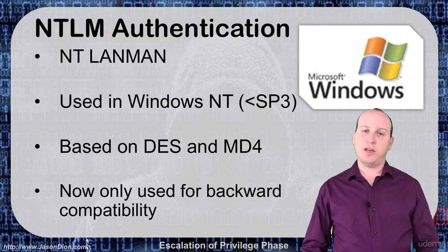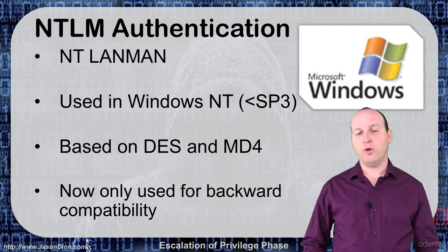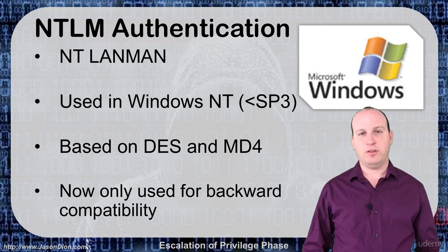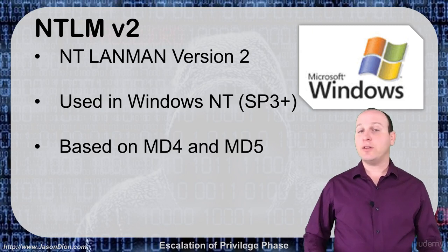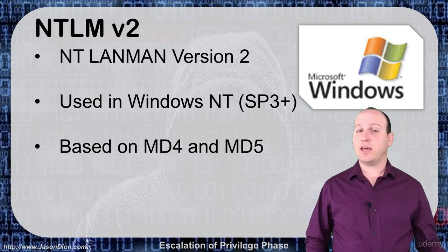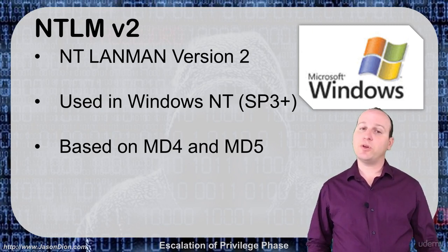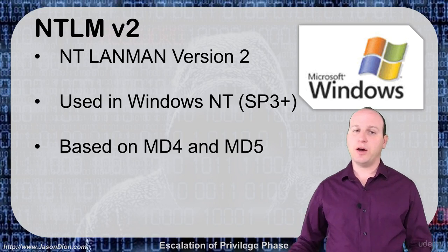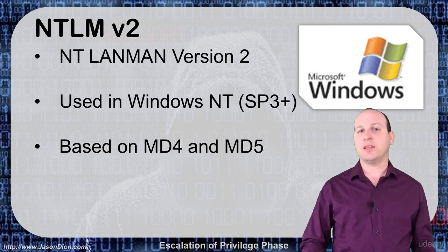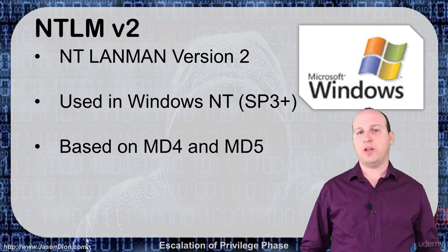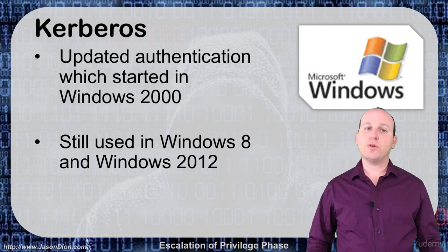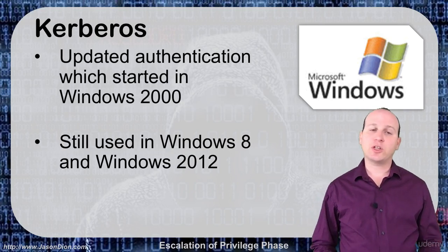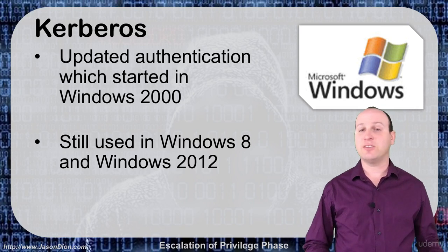This was based on DES again, so 56-bit keys, as well as using a hash of MD4, which again is very antiquated these days. So NTLM version 2 is NT LANman version 2. It was used in Windows NT, Service Pack 3 and beyond. It was a replacement for the NT LANman that again had become old and antiquated. The newer version is Kerberos, and Kerberos was actually started in Windows 2000 and is still in use today.